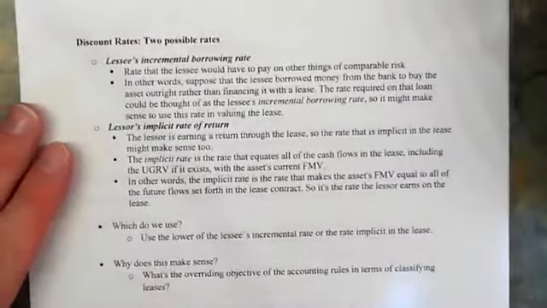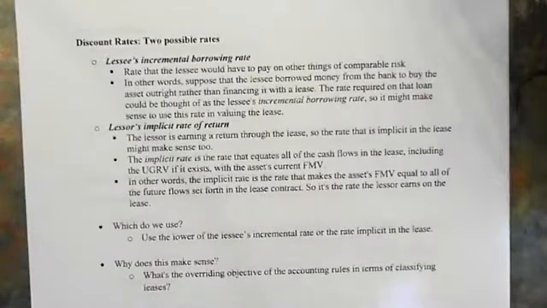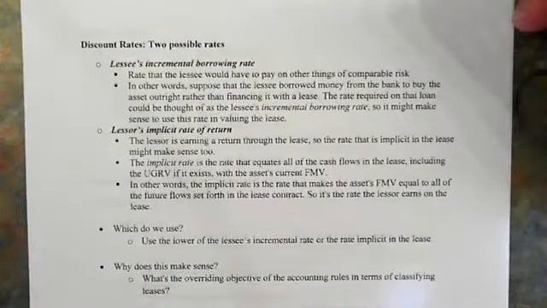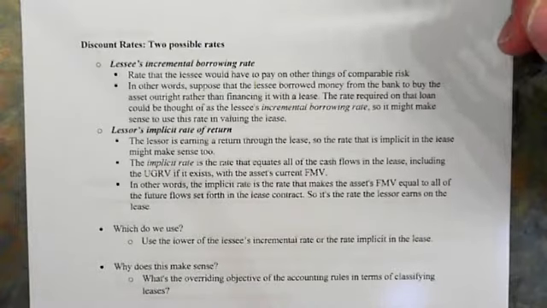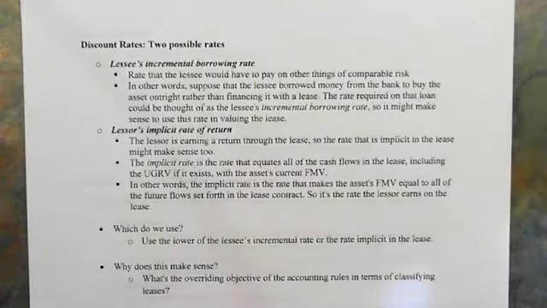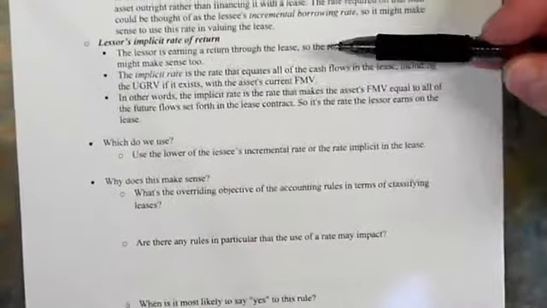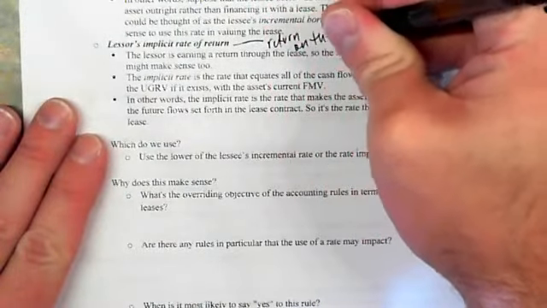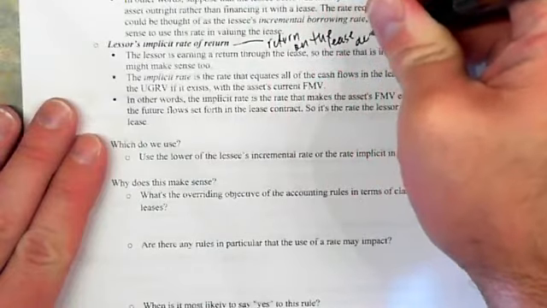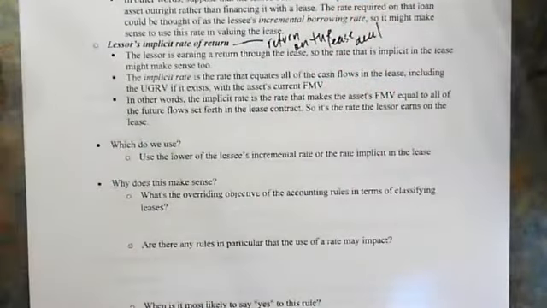So with regard to the rate to use, what do I want to use in my PV? There's two that you could use. There's the lessee's incremental borrowing rate. So this is what the lessee would have to pay on any other contract, right? This is essentially the market rate of the lessee. The lessor is going to set an implicit rate of return. This is their return on the lease deal. It's not always going to be known by the lessee.